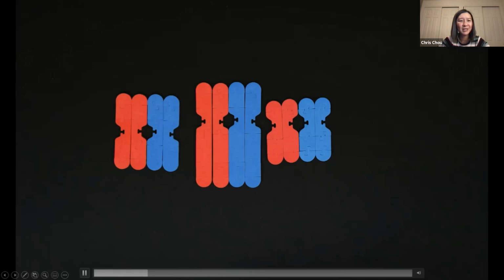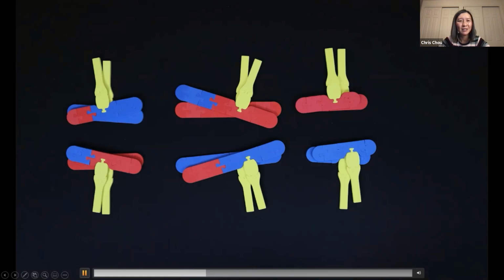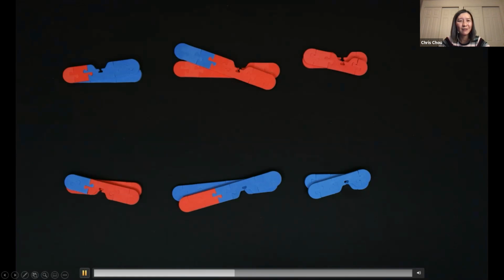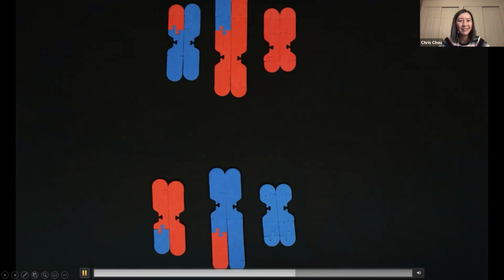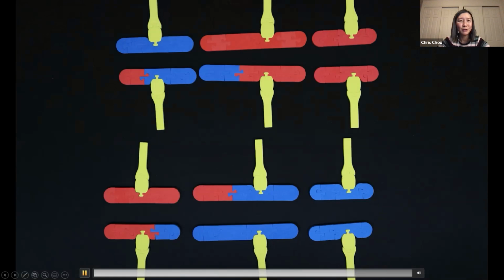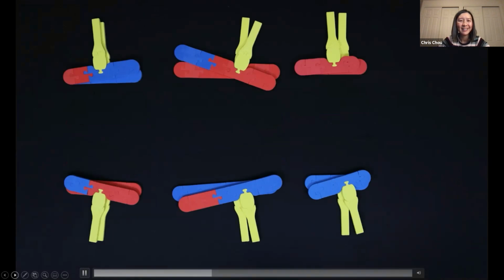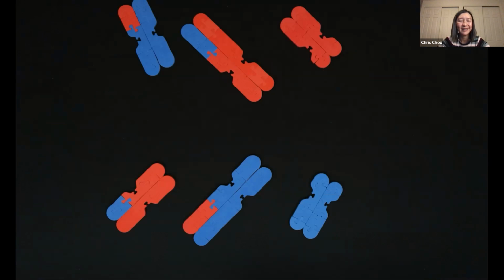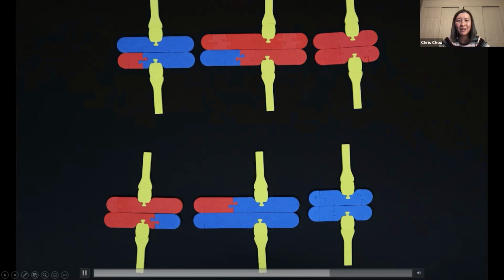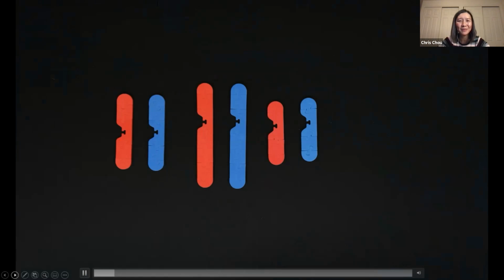All right, so one more time. There is the crossing over, metaphase 1, anaphase 1, telophase 1. Here's prophase 2, metaphase, anaphase, and telophase 2. So that's kind of fast there. You're probably going to want to take it much slower in the classroom.